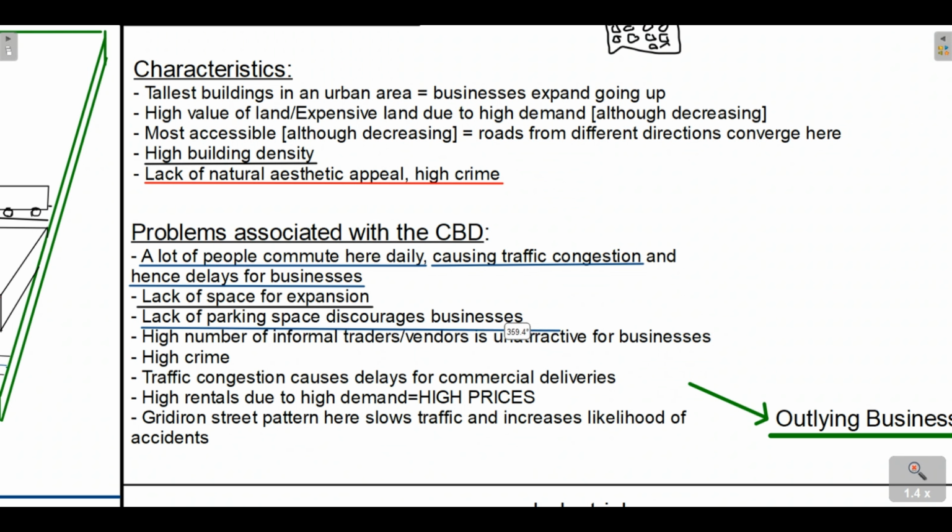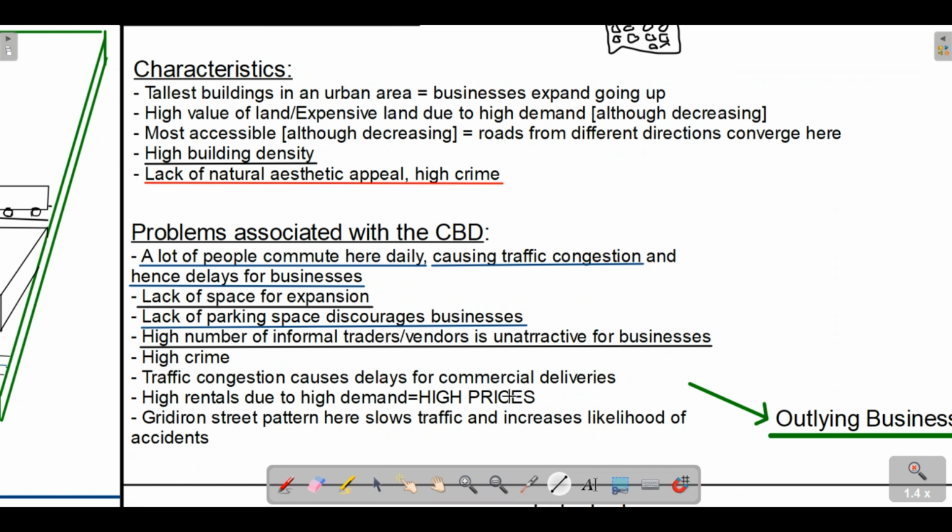The third problem is that there's a lack of parking space. If I am going to have a business, my employees are definitely going to need parking space, but there's no parking space here in the CBD because a lot of vehicles take up the parking space. There's no space, there's a lot of people. Another one is that there's a high number of informal traders. Have you seen that, guys?